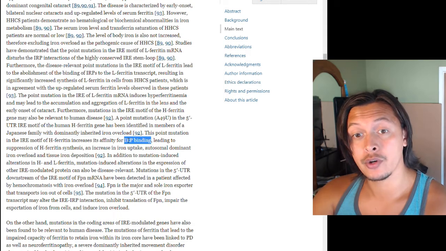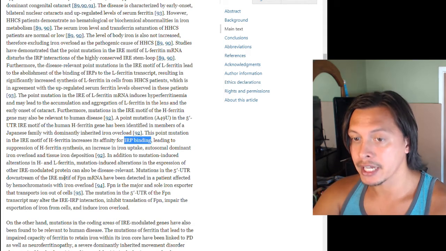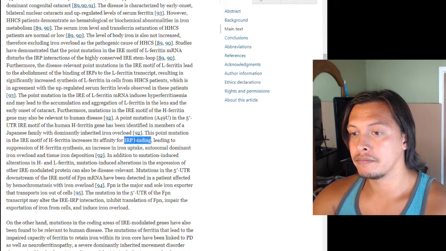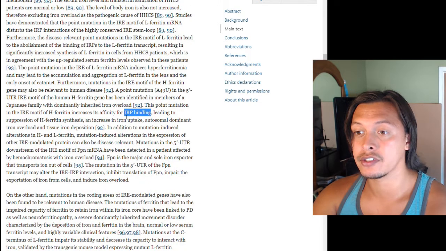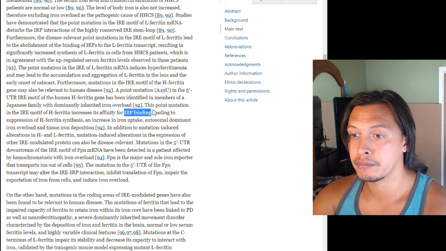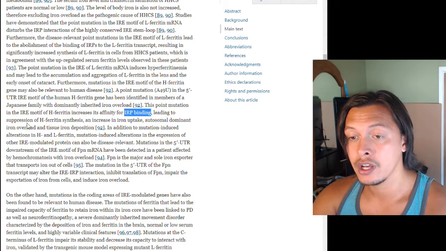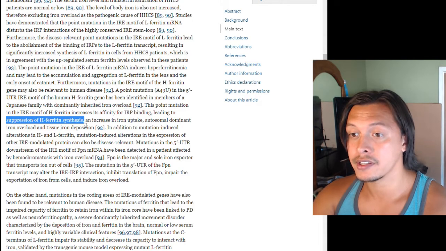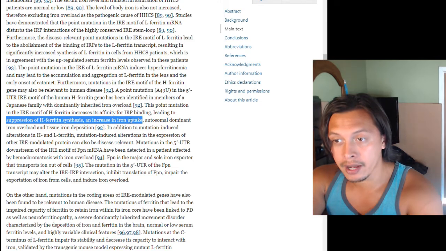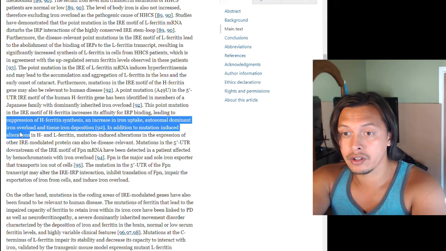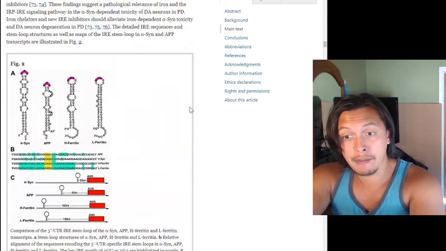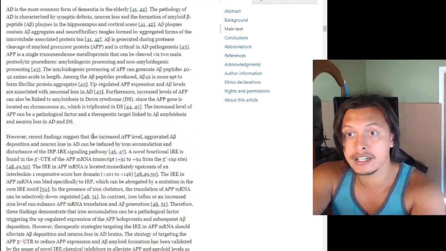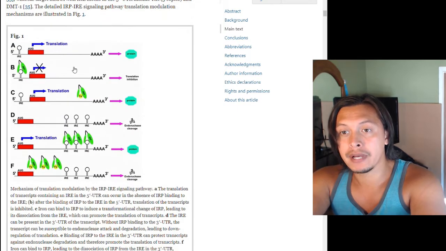So you have the opposite effect happening. This point mutation of the IRE motif of the H-ferritin is increasing its affinity for IRP binding. This is leading to the suppression of heavy chain ferritin synthesis and increase in iron uptake, autosomal dominant iron load, and tissue iron deposition.